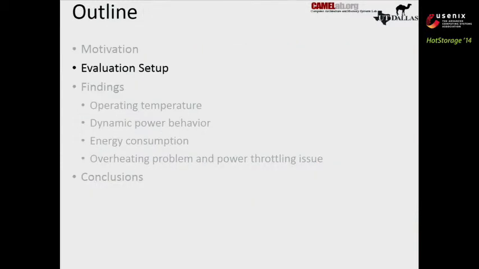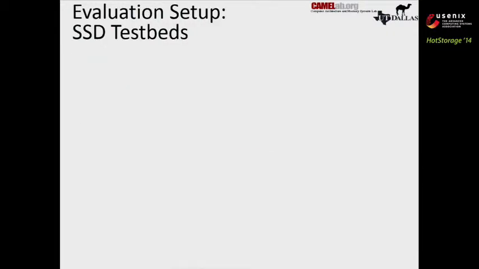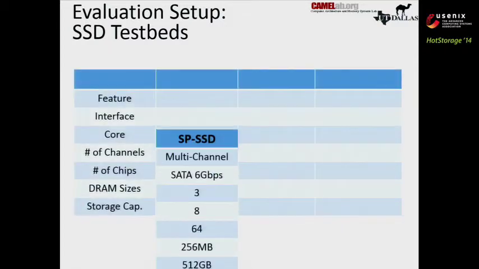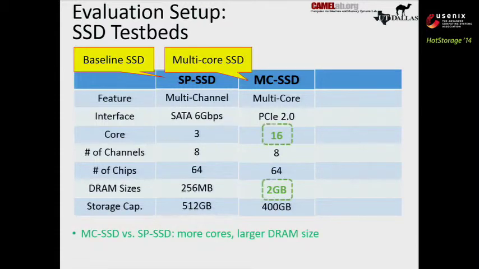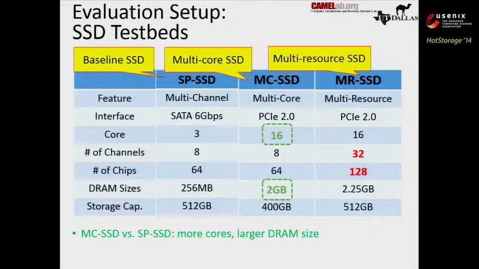To build up our evaluation, we want to cover the various SSDs in the market. So we choose 3 SSDs as our test bed. The first test bed is traditional SSD. These traditional SSDs have limited resources, such as 3 cores, 8 channels, 64 chips, and 256 megabytes DRAM. The second SSD compared to the baseline SSD is multi-core SSD. Multi-core SSD has more cores and more DRAM size. The third SSD is multi-resource SSD. Compared to multi-core SSD, it has more chips and channels.